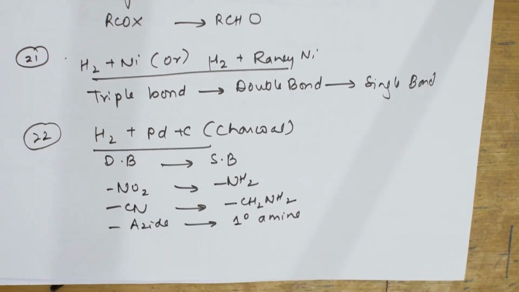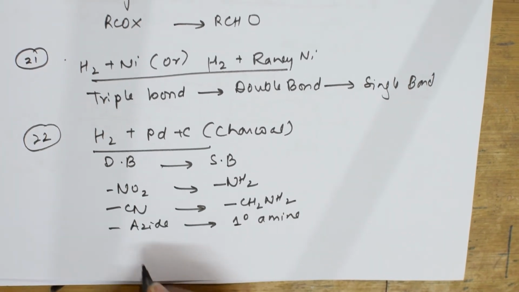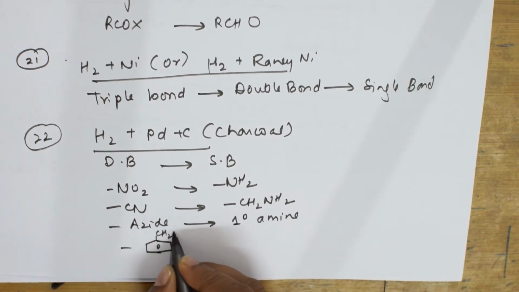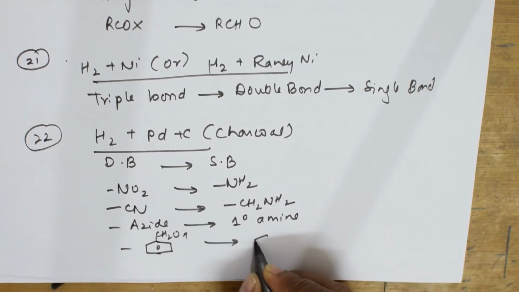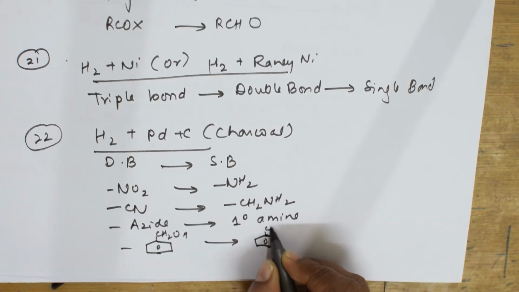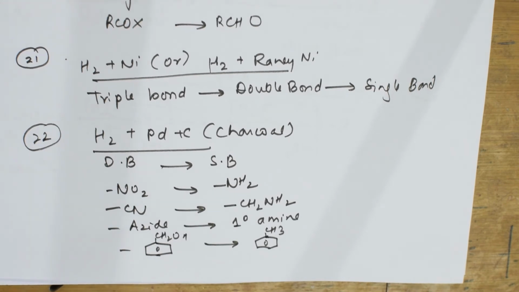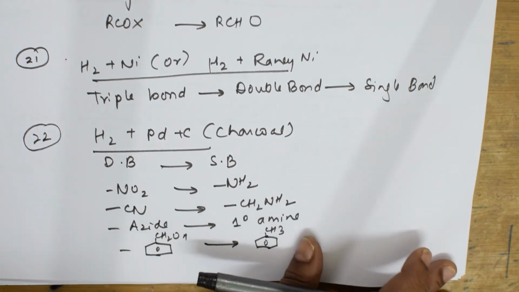Right? If I have to take an alcohol, which alcohol? I'm going to take benzyl alcohol. It gets converted to toluene. This is toluene, isn't it? This is about your hydrogen, palladium and charcoal catalyst.